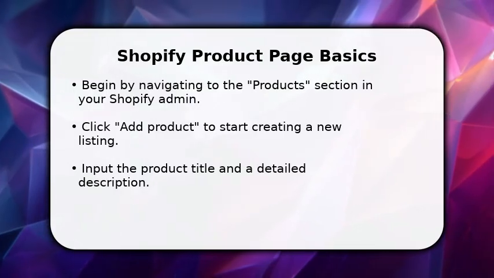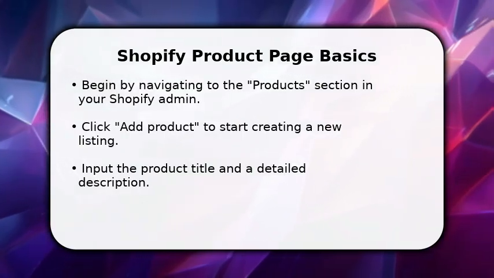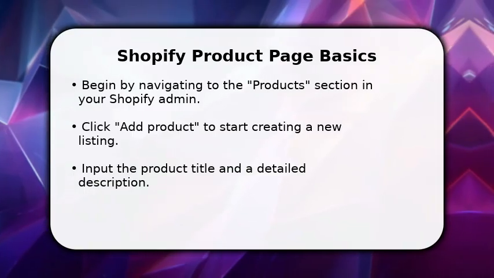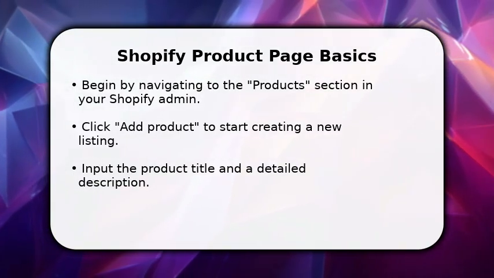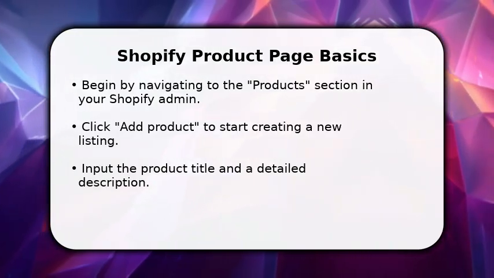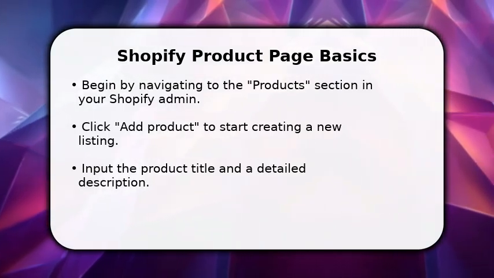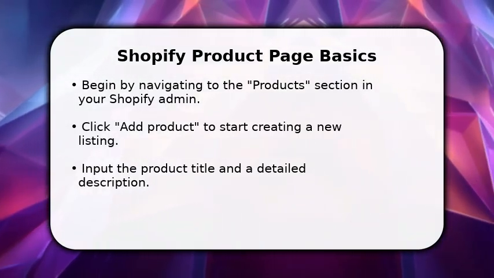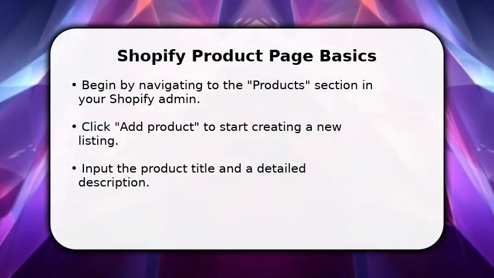In this video, I will show you how to create a Shopify product page. First, log into your Shopify admin and locate the Products section on the left-hand menu. From there, you will click the Add Product button to begin. This initial step is crucial for setting up your product's foundation, ensuring you have a clear starting point for your online store. We will cover all the essential elements to get your product live and ready for customers.